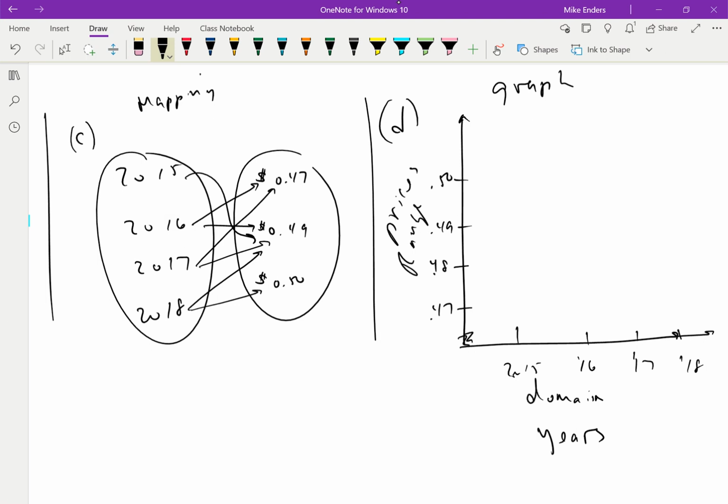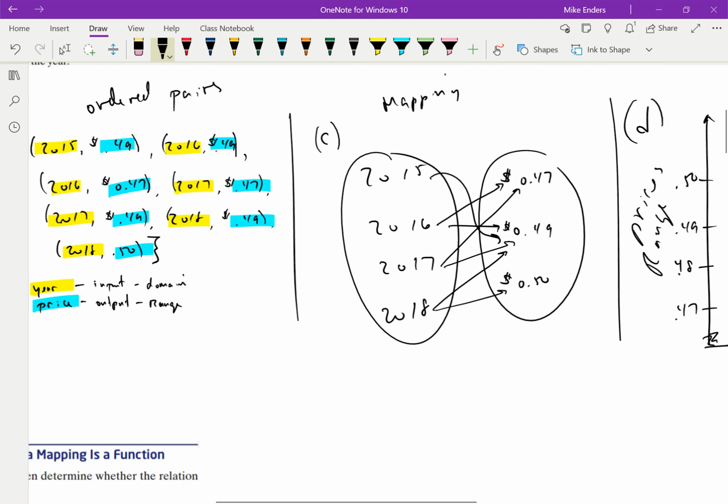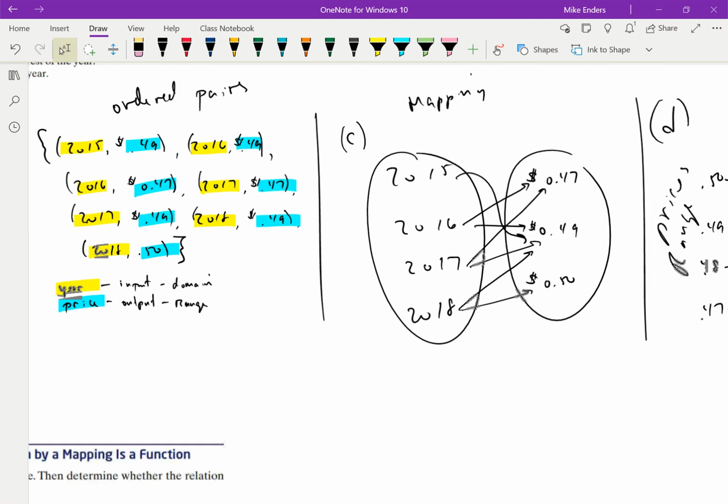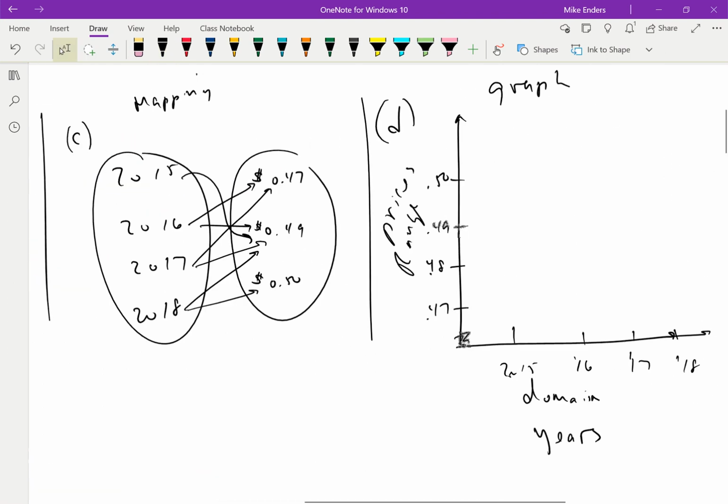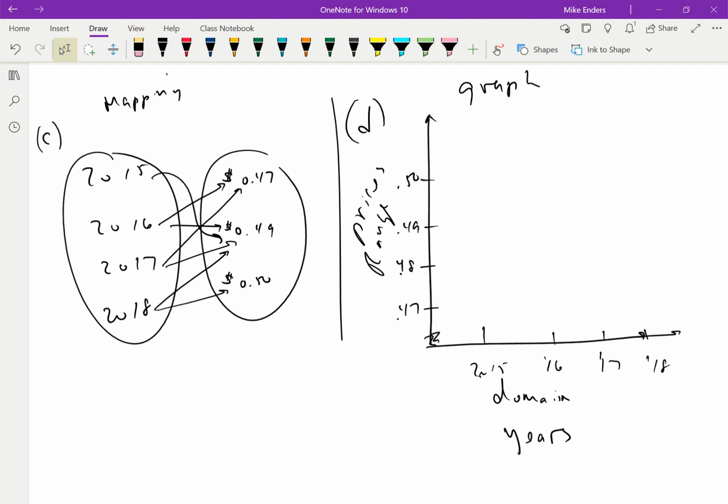And then we'll just go ahead and plot points. I can go back to my ordered pairs, or I can take a look at my mapping. Since my map is right close to my graph, I'm just going to look at the map. 2015, I'm at 49 cents. So 2015, go up to 49 cents. We're going to place a dot. 2016, we have two prices. We have 47 cents and 49 cents. 2017, we have 47 and 49 also. So there's 47, 49 again. And then in 2018, we had 49 and 50. So we've got 49 cents and then 50 cents.